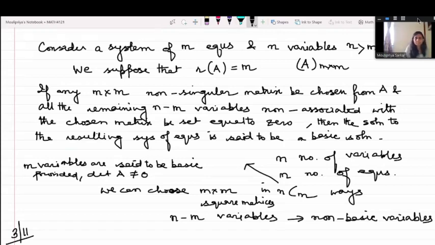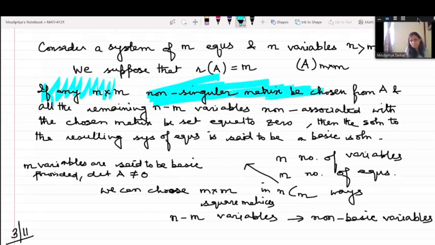Yes, this is the reason why I mentioned that if any M cross M non-singular matrix is chosen from capital A. This is why I mentioned the term non-singular matrix. Why non-singular? The reason is I want a basic solution. For a basic solution, the corresponding determinant value has to be not equal to 0. Hence, our main motive is to figure out one such non-singular matrix. Am I okay with this?